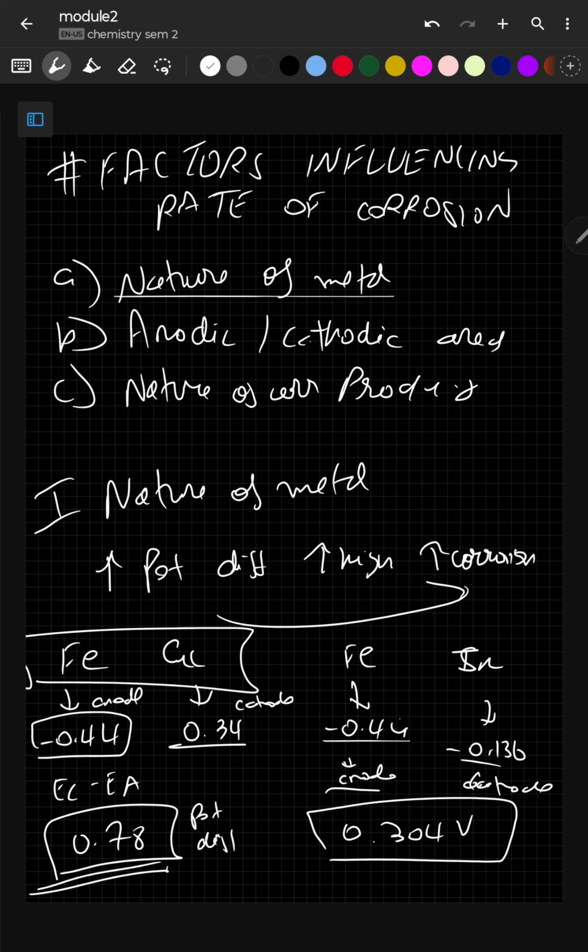Nature of metal, when I say, you have to remember the potential difference. Just remember this example: iron and copper, iron and tin. Higher the potential difference, faster the rate of corrosion, as in this case, and lesser the potential difference, lesser the rate of corrosion. Next, coming to anodic and cathodic region.